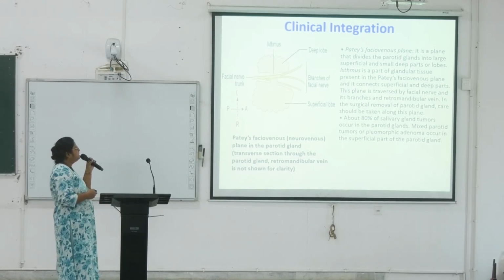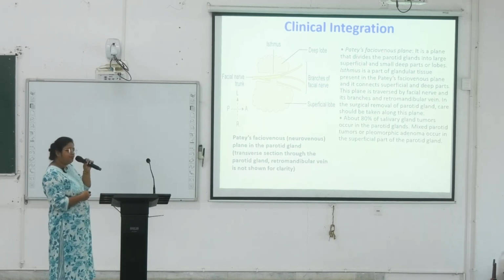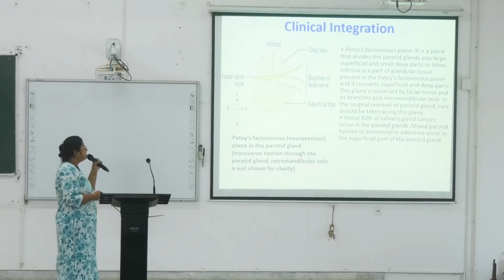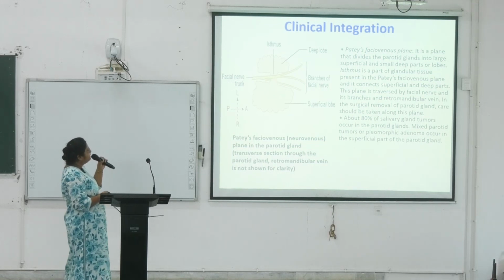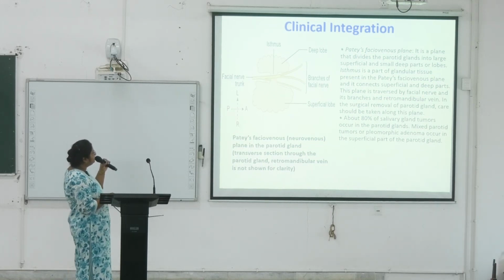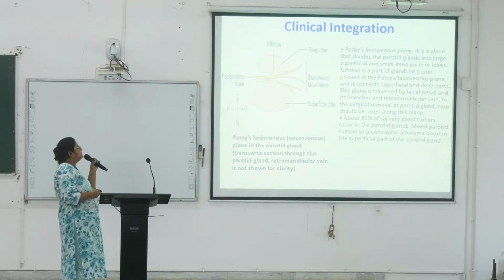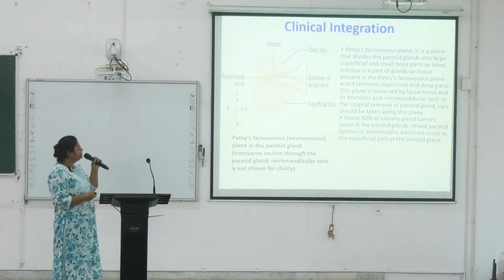Pates fasciovenous plane is a plane that divides the parotid gland into a larger superficial and a small deep part or lobes. Isthmus is a part of glandular tissue. Here is the isthmus present in the Pates fasciovenous plane, and it connects the superficial and deep parts. And this plane is traversed by the facial nerve and its branches and the retromandibular vein.